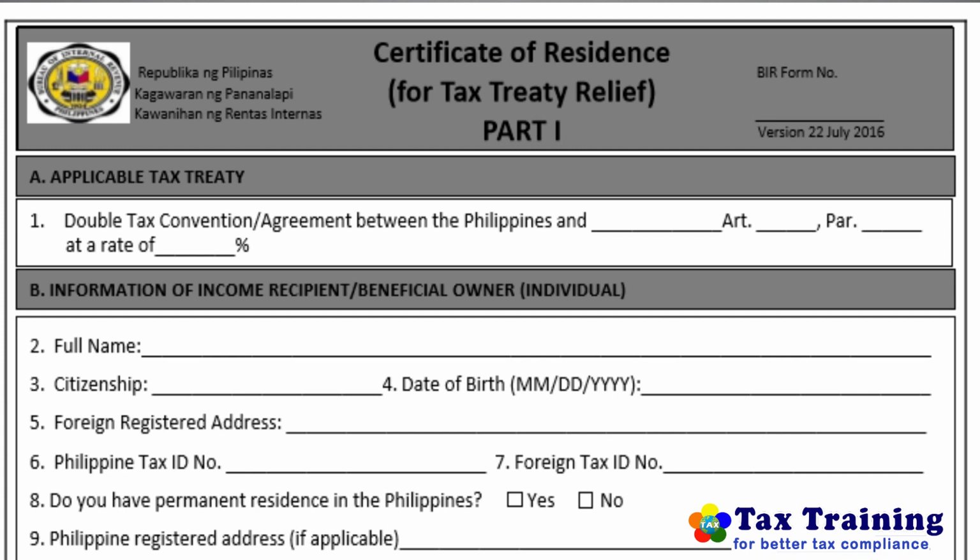Letter B, information of income recipient, beneficial owner, or individual. Full name, you put there the full name, citizenship, the date of birth of the person availing of the tax treaty relief. So, foreign registered address, the Philippine tax ID number, foreign tax ID number, and do you have a permanent residence in the Philippines? Yes or no? And Philippine registered address if applicable.